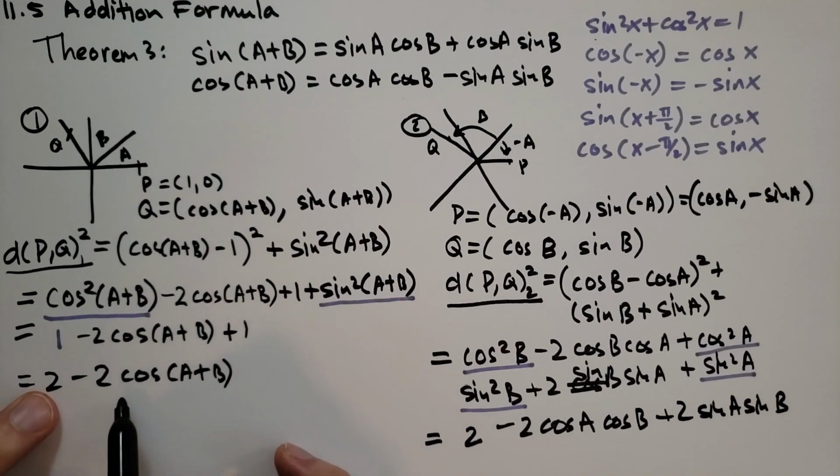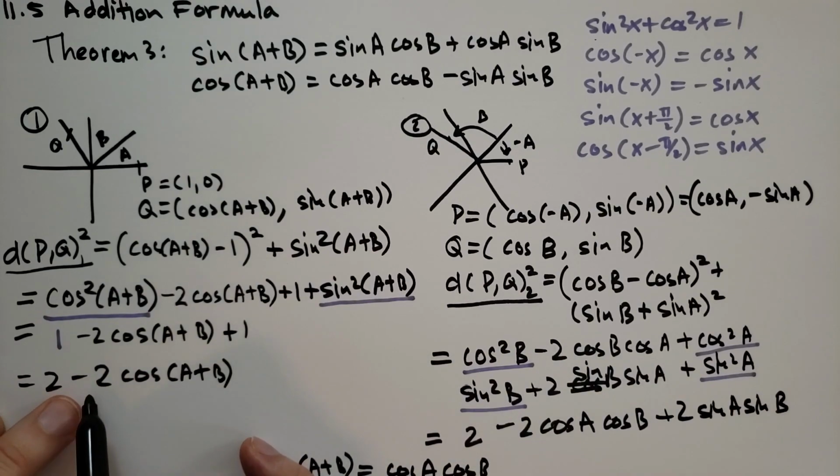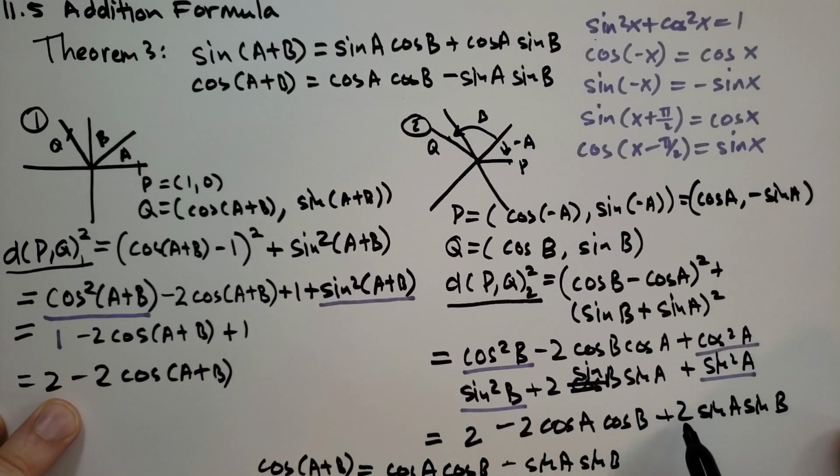So we get 2 minus 2 cosine of A plus B equals 2 minus 2 cosine A cosine B plus 2 sine A sine B. So we can eliminate the 2's. We have a minus 2, we can divide everything by minus 2. So we get cosine of A plus B is equal to cosine of A, cosine of B. Remember, we divided both sides by minus 2 after subtracting 2 from both sides, minus sine A, sine B, because positive 2 divided by negative 2 is minus 1.